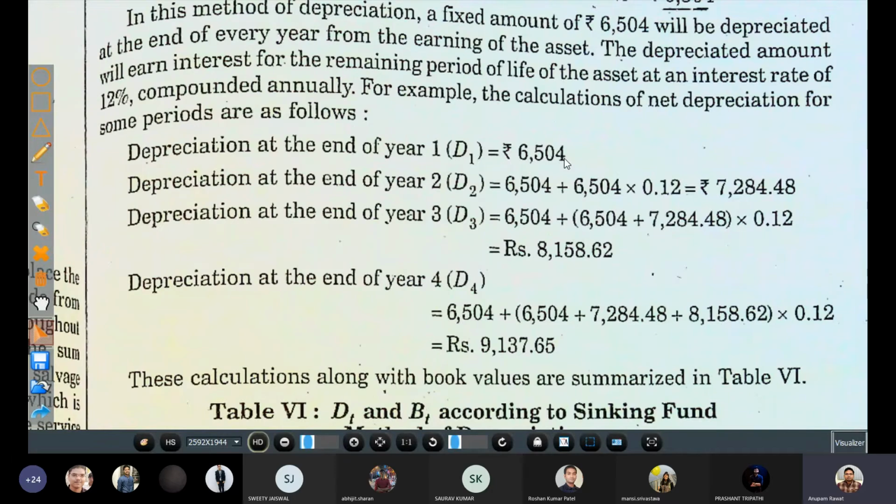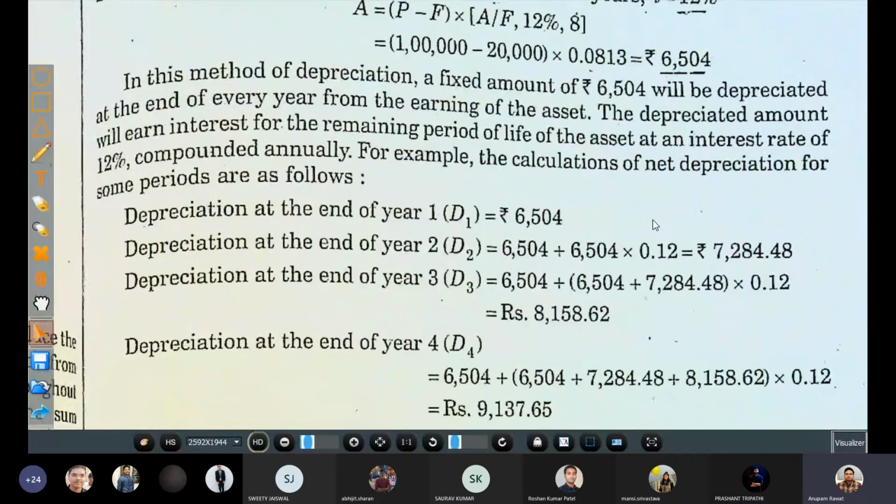At the end of the second year, 6,504 plus 6,504, and there is a 12% interest, so that will also be added there. So that will be 7,284. If this were the straight line method, we would not have to multiply by this factor, but this is the sinking fund method of depreciation, so we have to multiply by the percentage there.